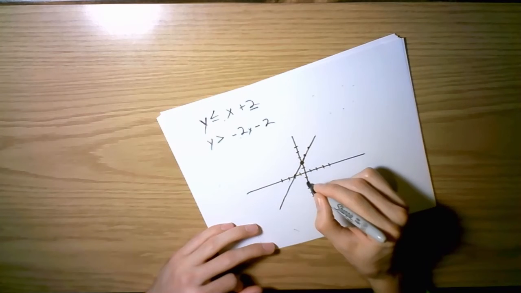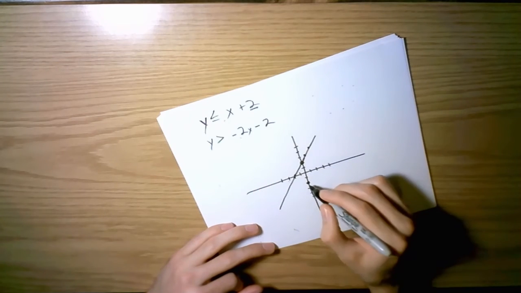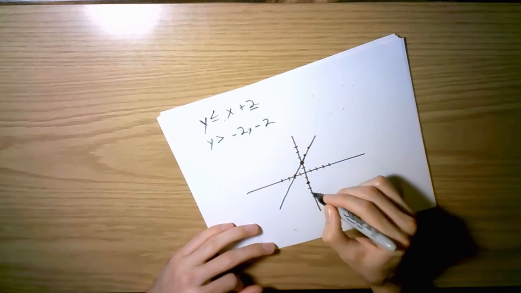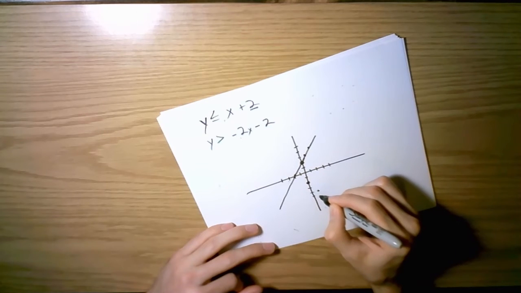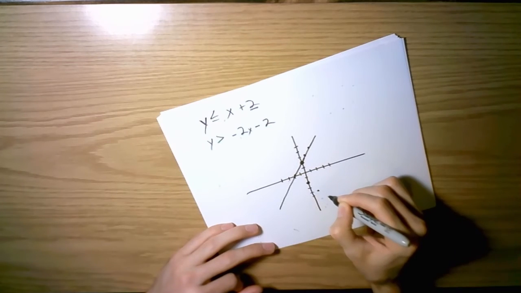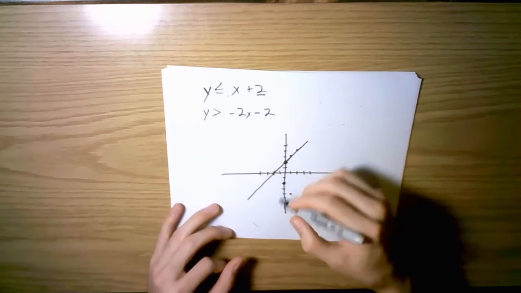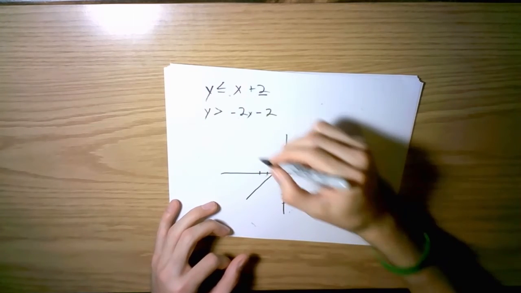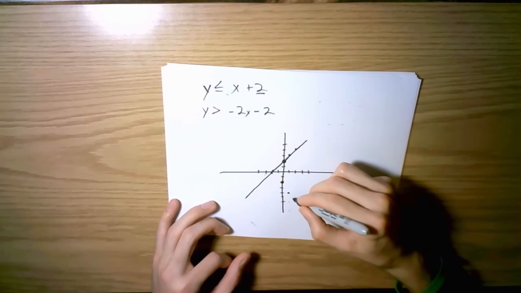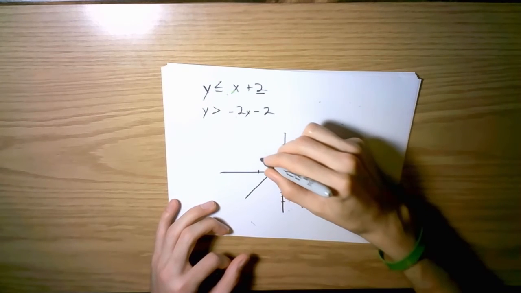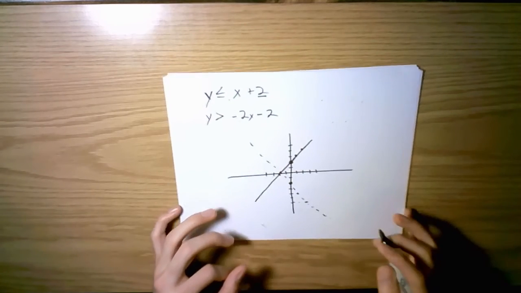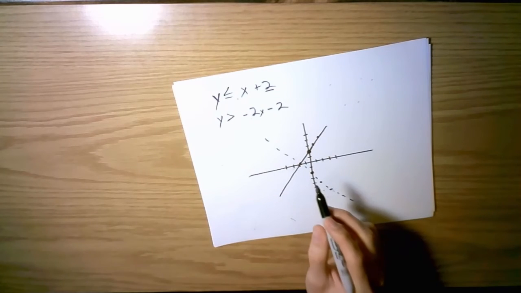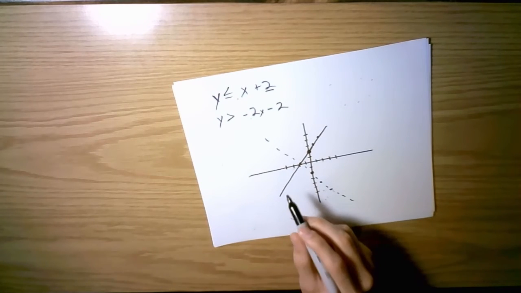Starts at negative 2, and the slope is negative 2, so we go down 2 over 1, something like that. And it's just greater than, it's not greater than or equal to, so we do a dashed line. Alright, so now comes the part where we shade in regions.